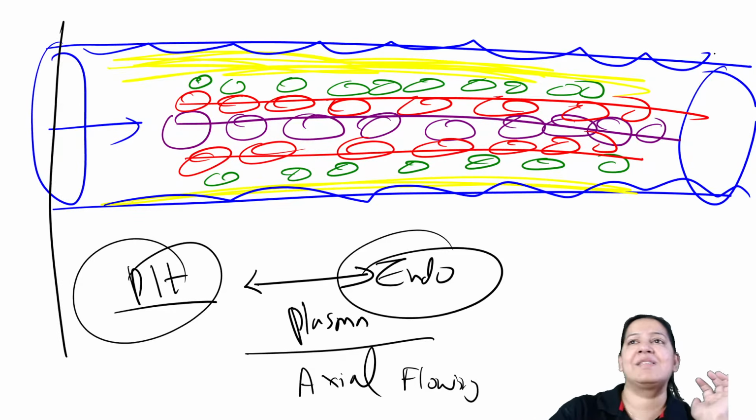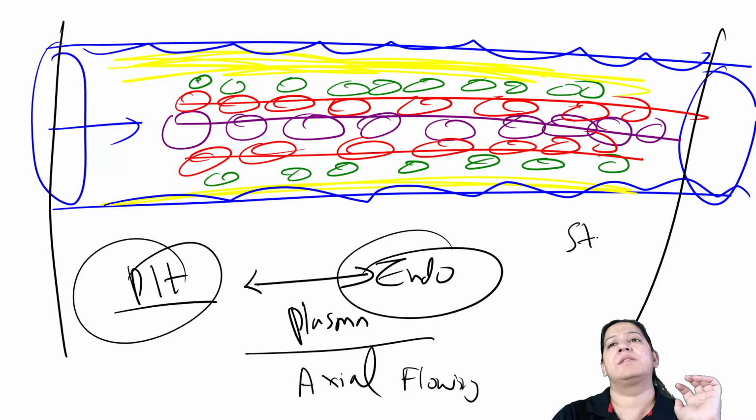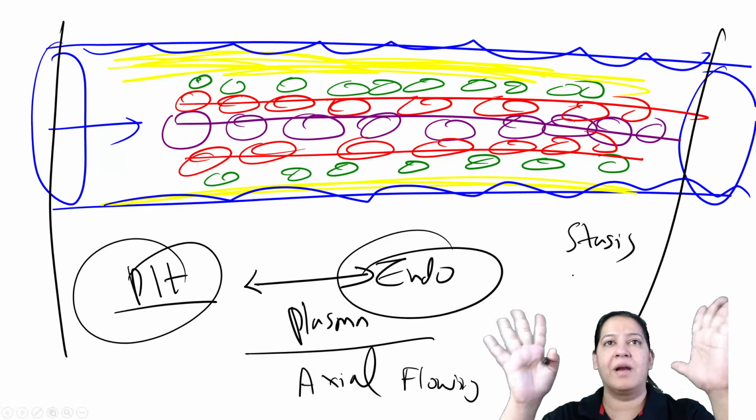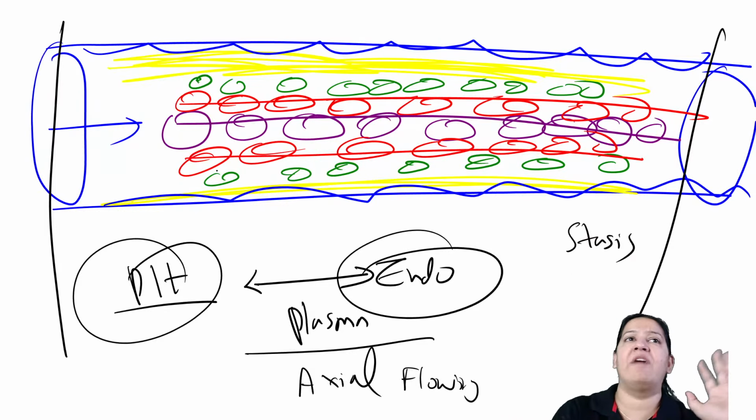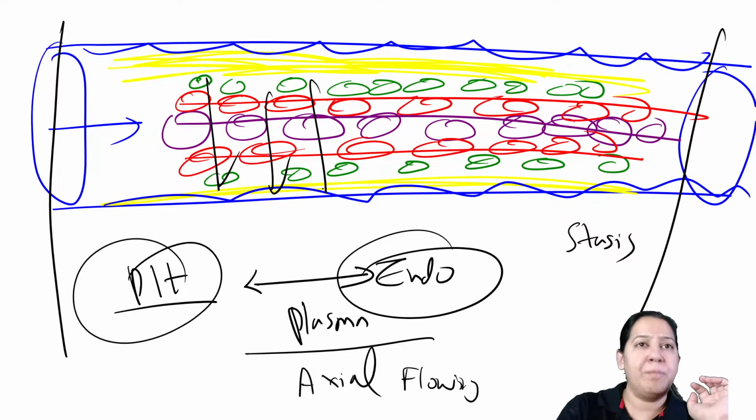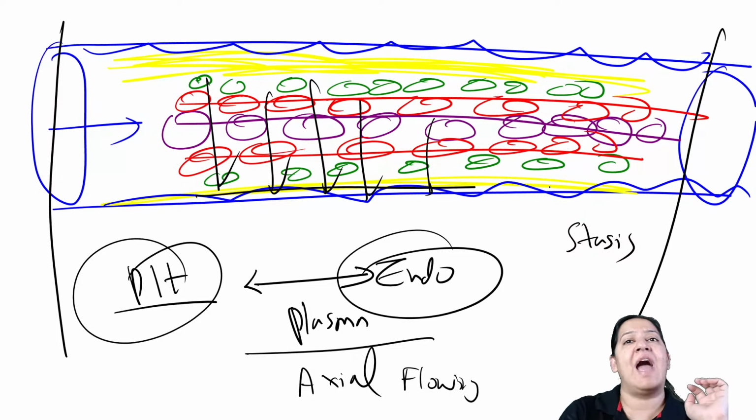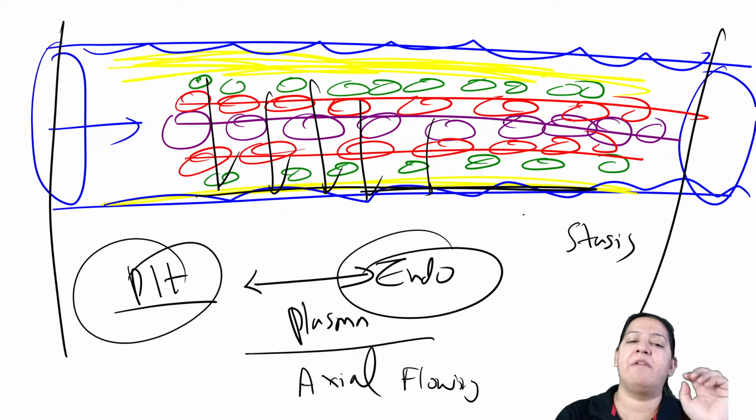That is stasis of the blood. Blood flow stops; the stasis of the blood is there. Due to the stasis, due to gravity, everything falls down. So platelets will come in contact with the endothelium, and there are high chances the platelets will form a clot.